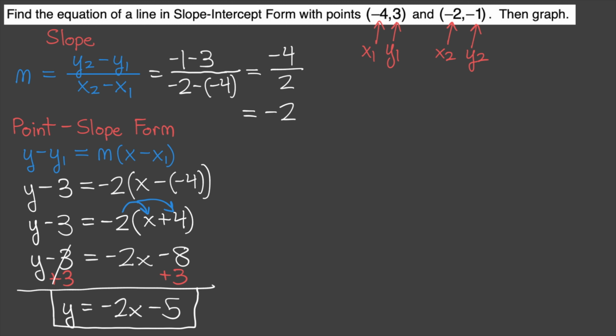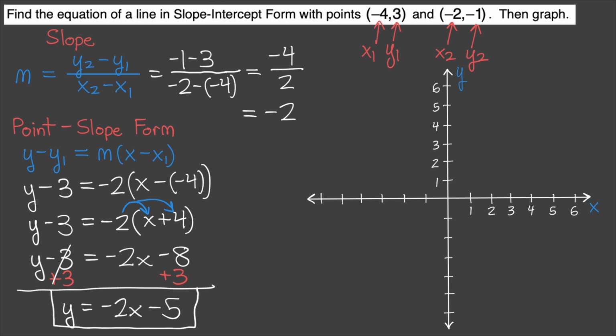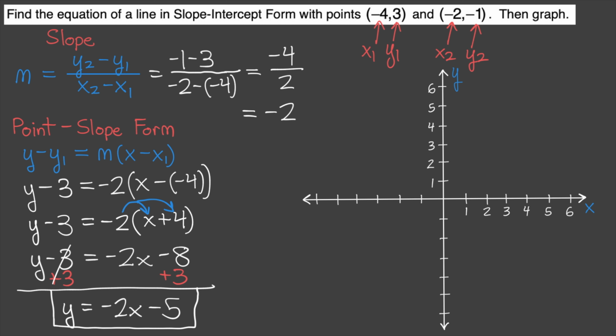Now we must graph this. So let's go ahead and bring up a graph here to help us. And we have our equation in slope-intercept form. So the first thing we always do to graph is graph the y-intercept. The y-intercept in this case is -5. So we go here 1, 2, 3, 4, 5. So we put a dot here. So that's at -5. I'll just write that there.